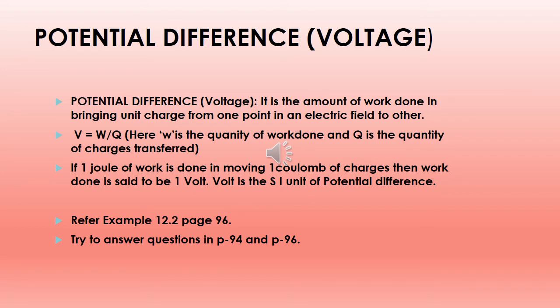If 1 joule of work is done in moving 1 coulomb of charge, then the voltage is said to be 1 volt. Volt is the SI unit of potential difference. There are textbook examples. I will be sending the textbook extract pages also. So go through them, then try for better understanding.